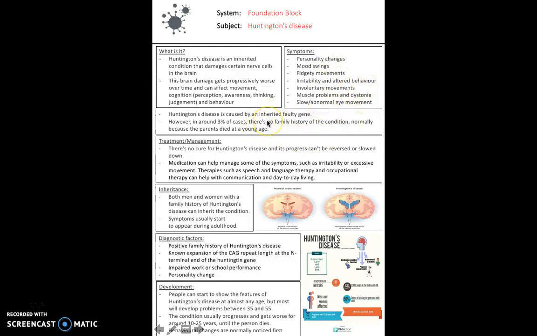It's caused by an inherited faulty gene, but to be more precise, it's inherited due to an expansion of the CAG repeat length at the N-terminal end of the Huntington gene. And what's really important to remember about that is the CAG repeat, that codon which is repeated, which causes Huntington's. There's no cure for Huntington's disease and it can't be reversed or slowed down, but medication can help to manage the symptoms. Both men and women with a family history can inherit the condition, and symptoms usually start to appear during adulthood.